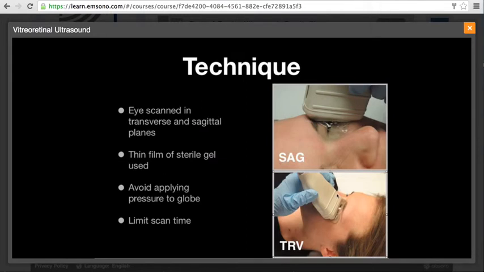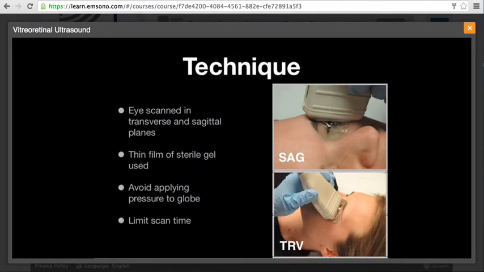You're going to use ultrasound gel. I tend to use Surgilube when performing this because it's sterile. You're going to want to avoid applying pressure to the globe, and you want to limit overall scanning time.